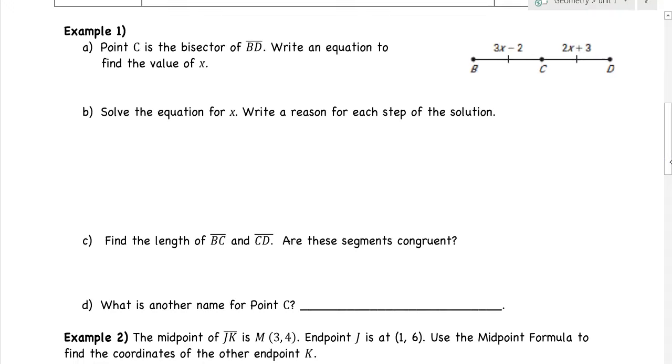Point C is the bisector of BD. Write an equation to find the value of x. So what does it mean for a point to be the bisector of a segment? It means that it divides the segment into two congruent segments. So C is dividing our whole segment, BD, into those two congruent segments, BC and CD.